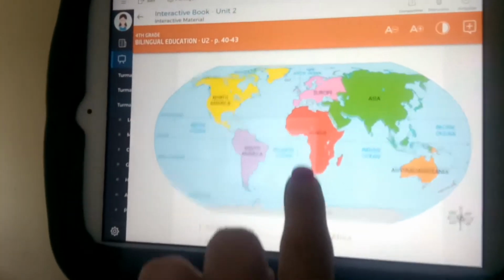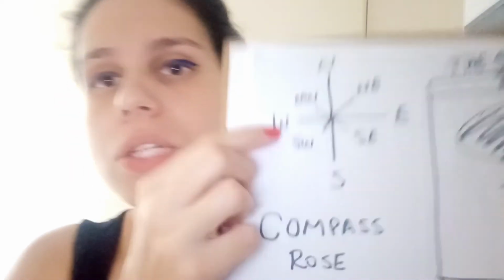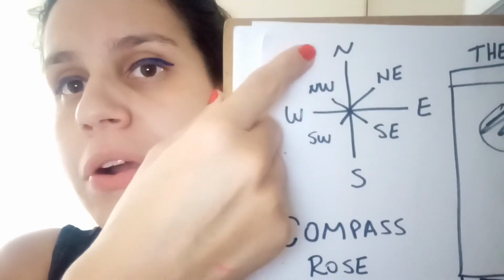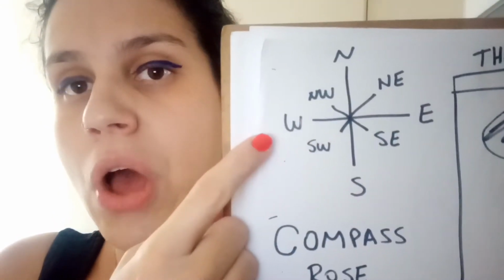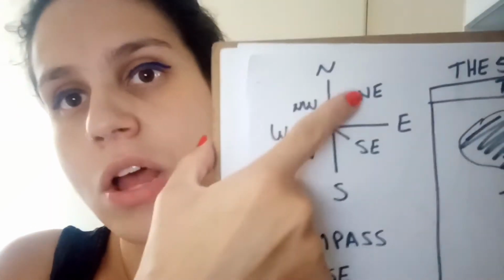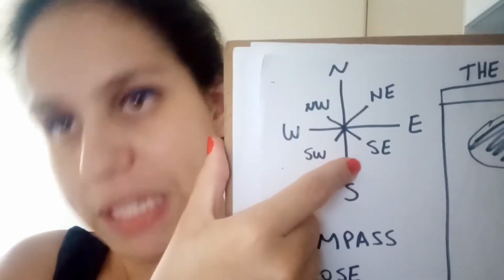So let's go back to the book and talk about the maps. Remember in page 40, we had the world map. Yeah, there we go. And we saw the compass rose. Remember, I have here for you a beautiful drawing. So see, this is the compass rose. Remember, north, south, west, east, northwest, southwest, northeast, southeast.